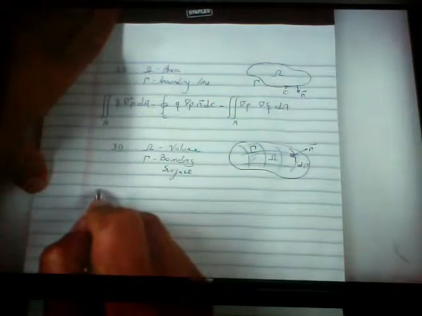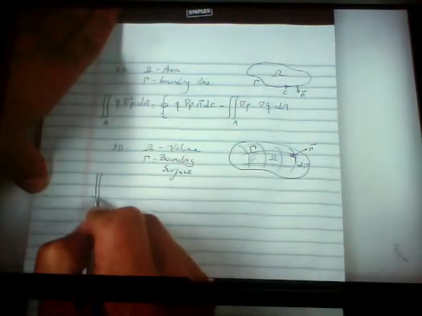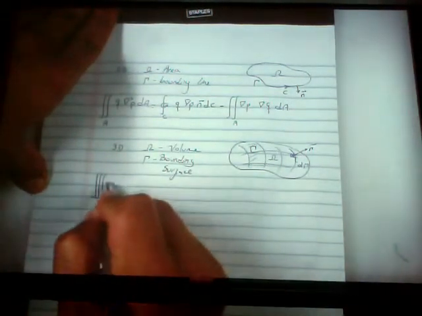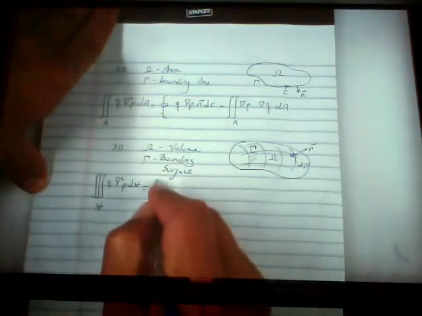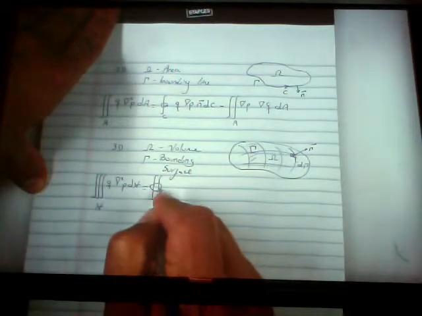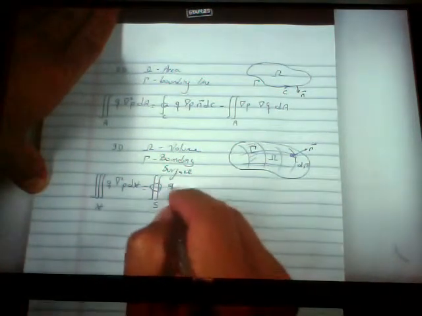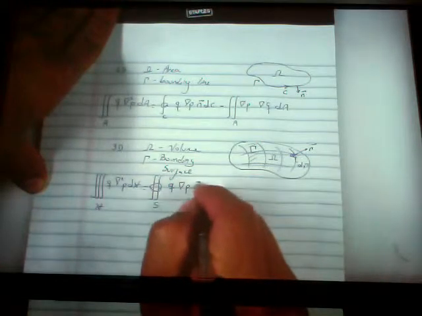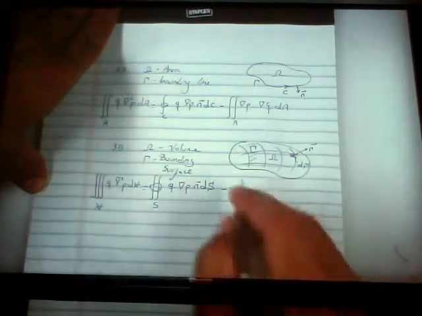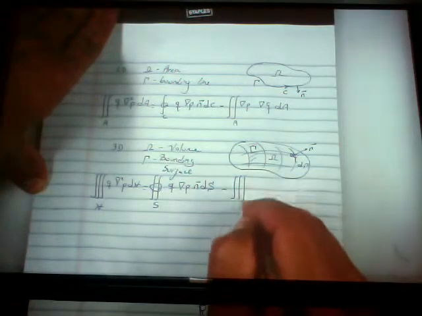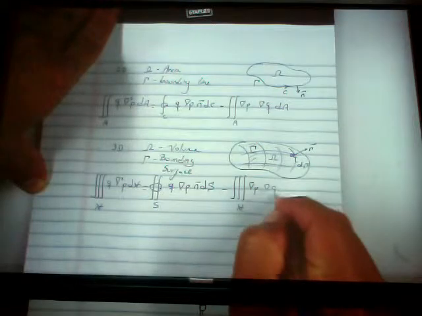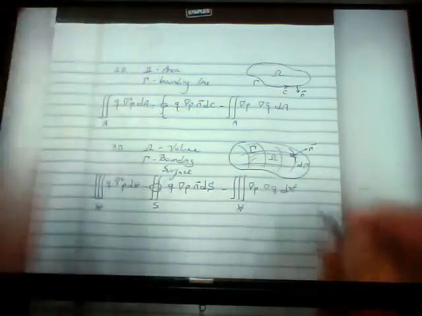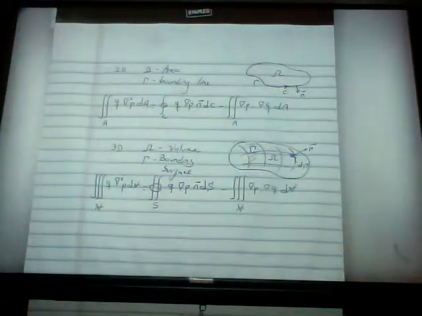So this would be a triple integral over the volume of q Laplace of p, the volume, is equal to double integral over the surface of q grad p dot n, the surface, minus the triple integral over the volume of grad p dot grad q dv. So this is Green's first identity expressed in all 3 dimensions.